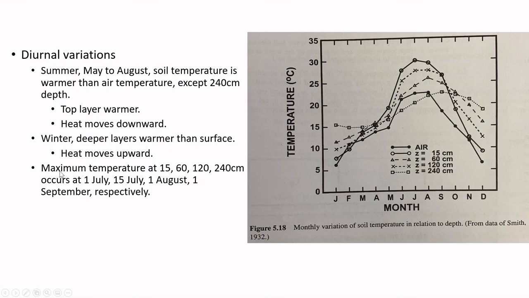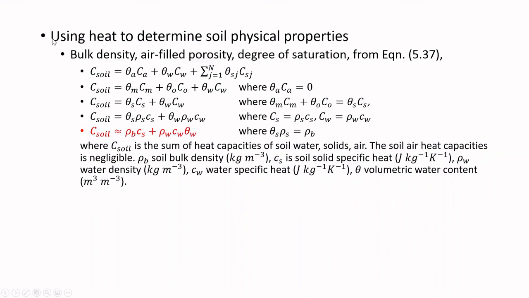You could also look at the maximum temperature at 15, 60, 120, and 240 centimeter. That occurs on 1st July, 15 July, 1st August, and 1 September respectively. So you can see there's a shift in the maximum temperature as we go deeper into the soil, which basically means there's a time lag of the maximum temperature within the soil. This slide shows that you can use heat to determine soil physical properties.